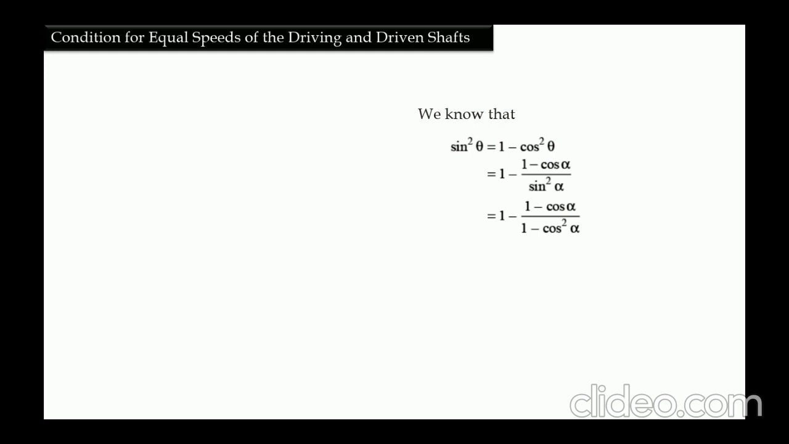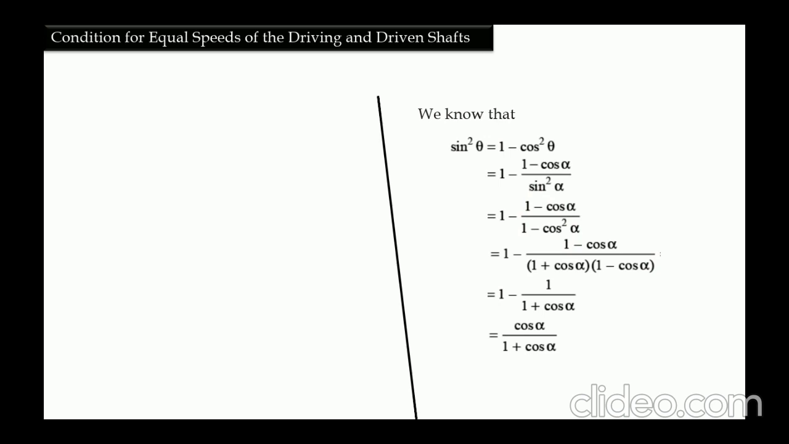So sin square alpha is nothing but 1 minus cos square alpha. This 1 minus cos square alpha further can be written as 1 plus cos alpha and 1 minus cos alpha. So 1 minus cos alpha will get cancelled and we will remain with the equation cos alpha upon 1 plus cos alpha. Now, we have derived the equation previously as cos square theta is equal to 1 minus cos alpha divided by sin square alpha, which is the condition of equal speed of driving and driven shaft.